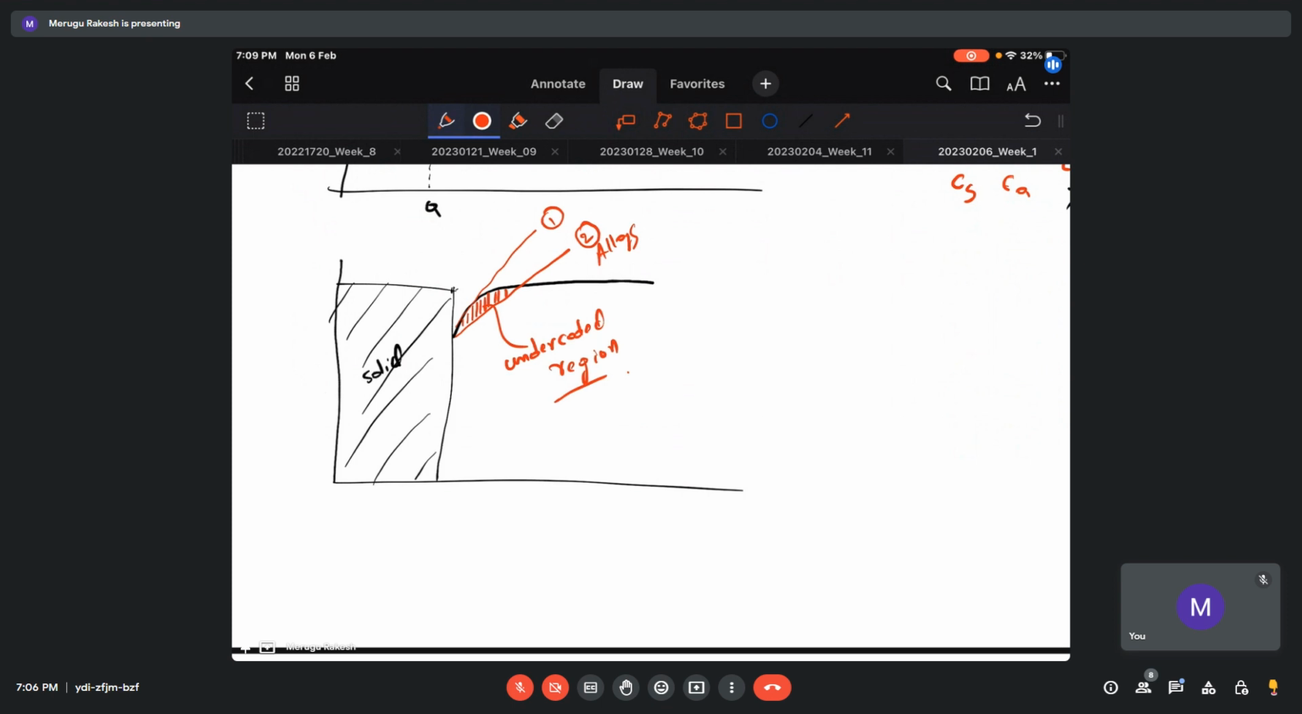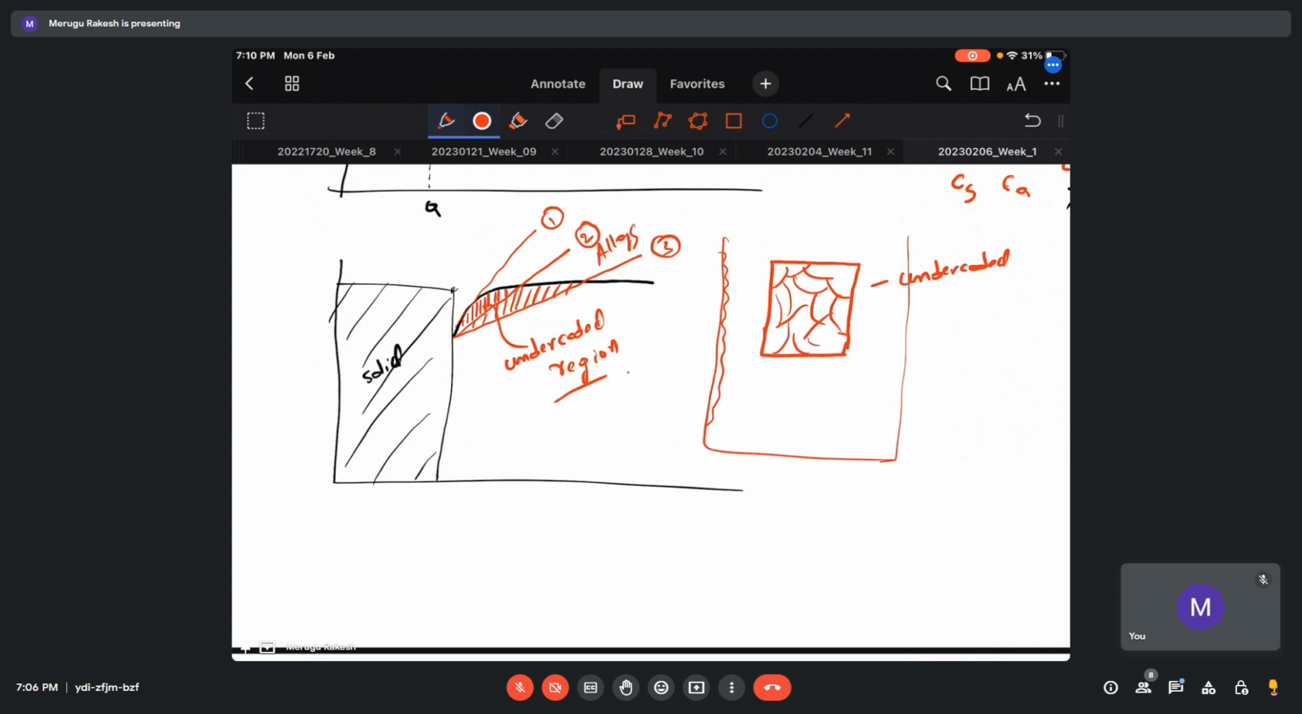Okay. And similarly, if my heat extraction is even less, I will have an even larger undercooled region. So this undercooled region is the main factor in the formation of these equiaxed structures in alloys. Okay. Any doubts?